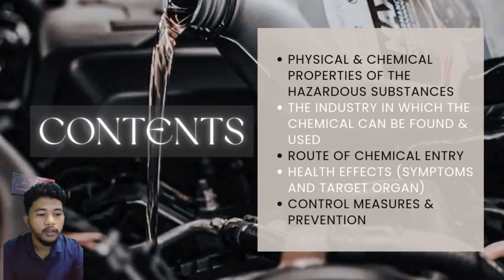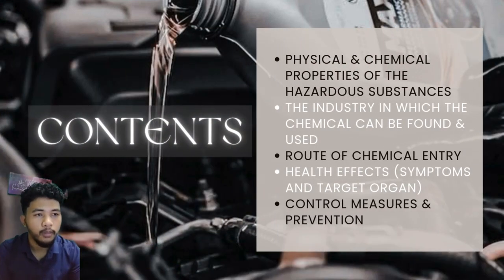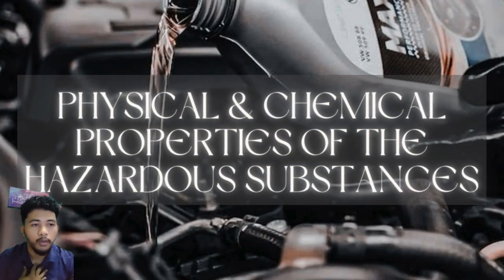For the used engine oil, we will explain five things. Firstly, the physical and chemical properties of the hazardous substance, and then the industry in which the chemical can be found and used. Thirdly, route of the chemical entry. Fourth, health effects, which are symptoms and the target organs. And lastly, control measures and prevention methods. Firstly, I am Muhammad Hakimi, and I will explain about the physical and chemical properties of the hazardous substance.